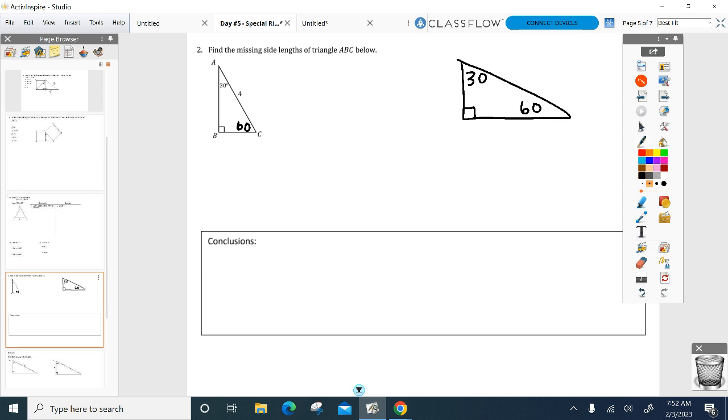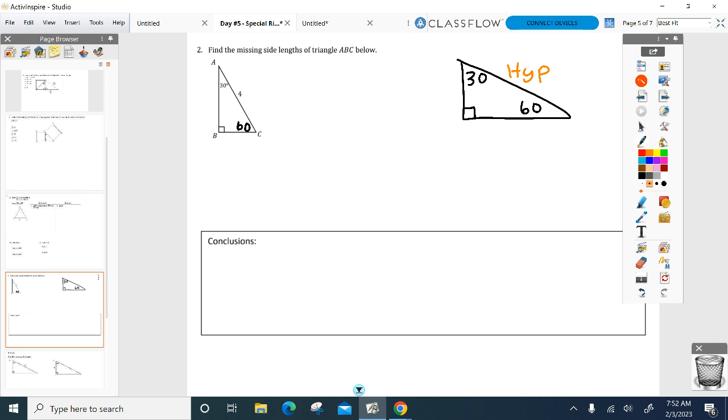This side here is still going to be my what? Hypotenuse. That's still going to be my hypotenuse. The other sides are still my legs, but they're not going to be equal, like the 45, 45, 90 yesterday. The legs aren't going to be equal. So here's how I'm going to do it.